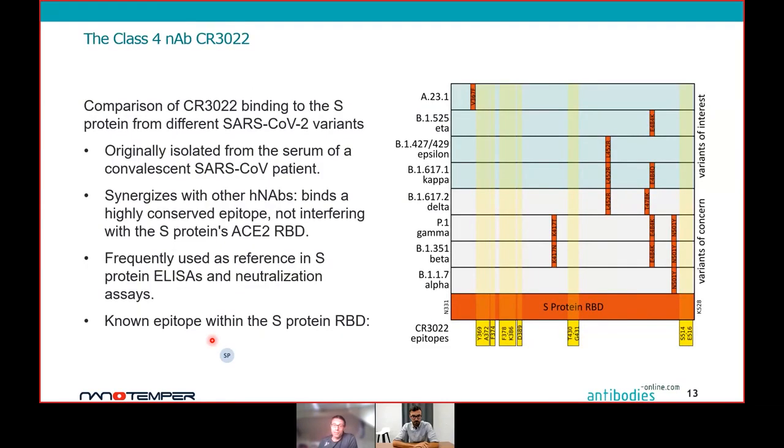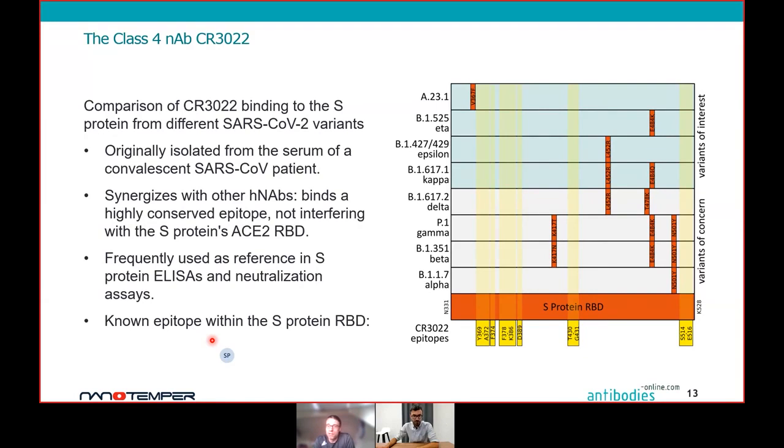The antibody CR3022 was originally isolated from the serum of a convalescent SARS patient about 15 years ago. The antibody on its own does not show a strong neutralizing effect, since it binds to a conserved epitope that does not interfere with ACE2 binding, which is what I had just shown on the slide before. It does, however, synergize well with other neutralizing antibodies. That means the combined effect of the two neutralizing antibodies is larger than would be expected.